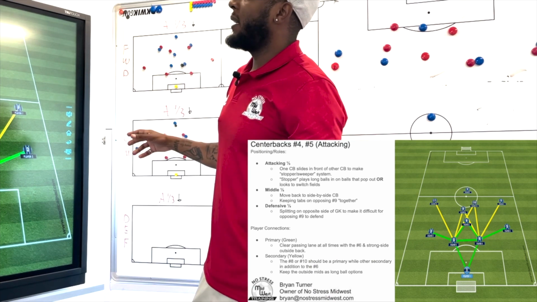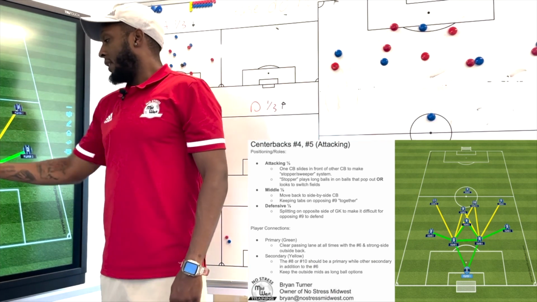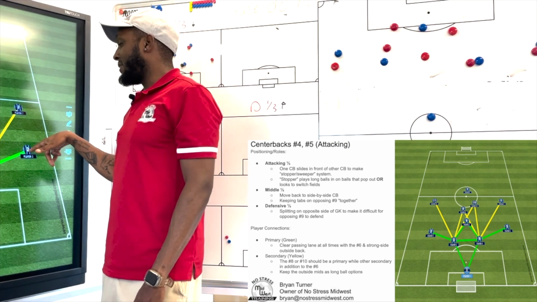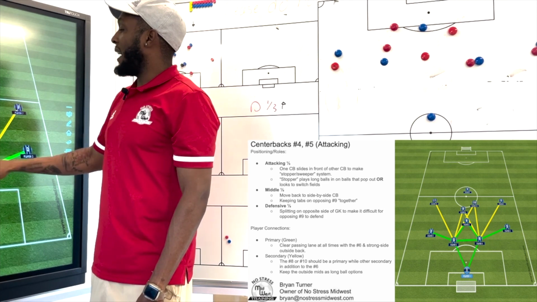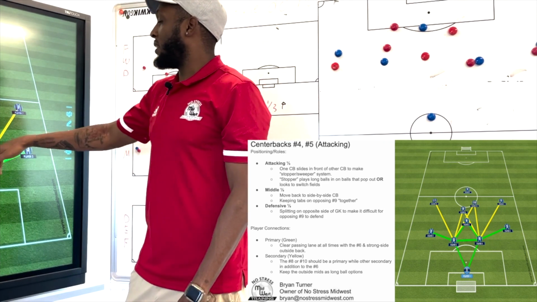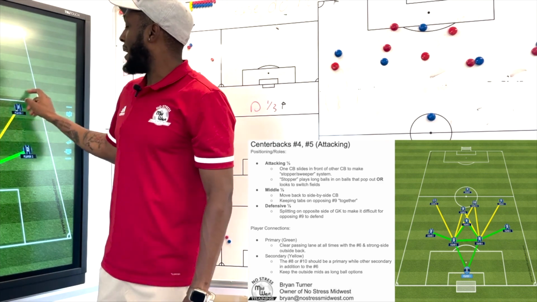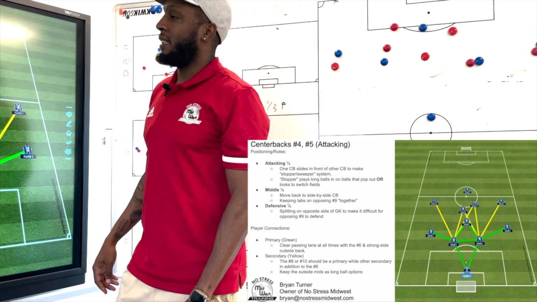Our primary connected players are going to be obviously the other center back, the strong side or same side wing back, our keeper, and then our 6. We have secondary connecting players with the 7 and 11 if we want to look to ping balls opposite, as well as our 8 and 10 as secondary.